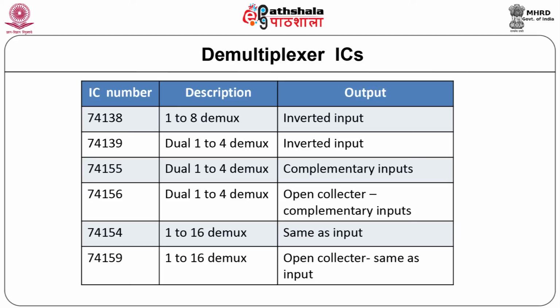IC 74156 is also a dual 1 to 4 demultiplexer. The only speciality of this is that the outputs are open collector, so naturally we need to have the corresponding open collector circuits. IC 74154 is a 1 to 16 demultiplexer, the outputs are same as input, and the last demultiplexer IC under the TTL family is IC 74159, which is also a 1 to 16 demultiplexer. The outputs are same as input, but the outputs are open collector.